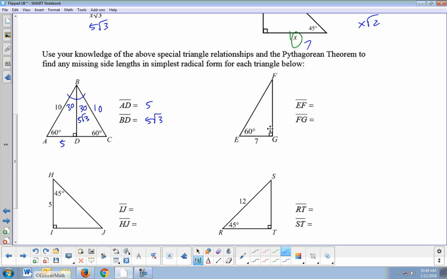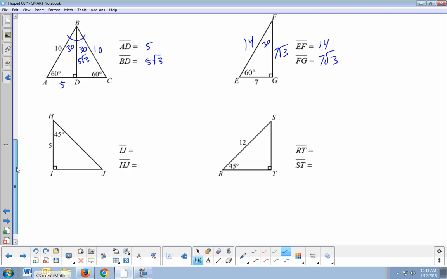Well, this is 60, this is 90. That means this must be 30. And all I have is opposite 30. Well, I know opposite 30 is half the hypotenuse, so that means the hypotenuse must be 14. And opposite the 60 is the same thing as opposite 30, but with a rad 3 attached. So 7 rad 3. And once I have these, I could do Pythagorean theorem and simplify the radical, but that's much quicker.